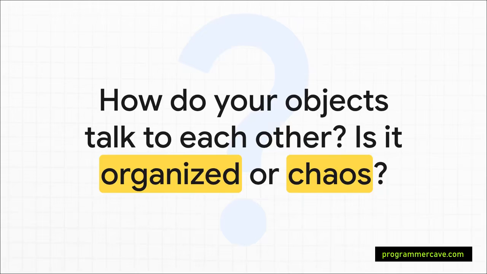So I want you to think about one of your Go projects for a second. How do all those structs and components coordinate? Is it a clean, well-defined system? Or is it more like a chaotic free-for-all where everything talks to everything else? That's what we call spaghetti code, and it's an absolute nightmare to debug and maintain. That's the exact problem we're here to solve today.